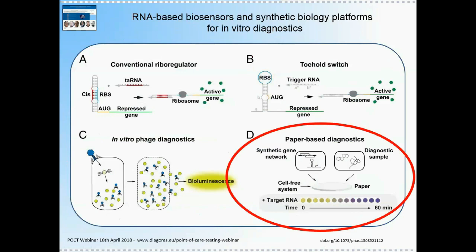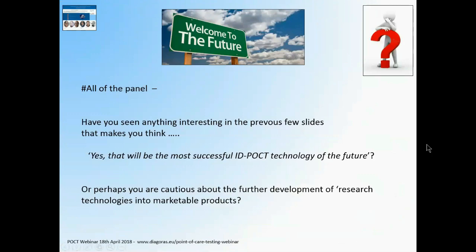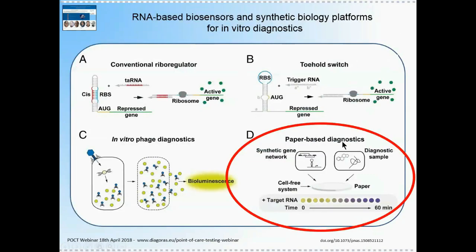In D, we see paper-based systems. It can be assembled by freeze drying with coupled transcription translation systems onto paper or porous materials. And the gene becomes activated when rehydrated with the test sample containing target RNAs or small molecules. So I think what's interesting here is that you can use very simple, paper-based diagnostics, but combine that with rather complicated synthetic biology components. So not all future ID-POCT systems may be based on technological engineering principles. They may be based on biological principles.